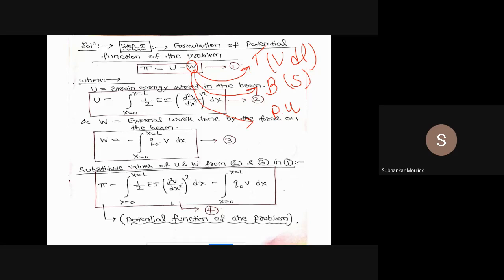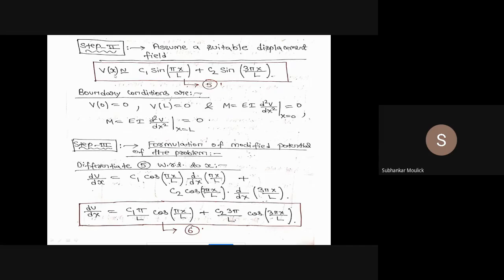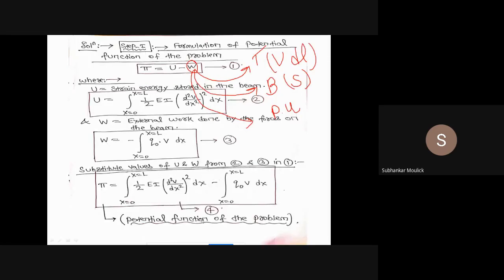So can you tell me what is the next step? We have written the potential function of the problem. What is the next step? The next step is you have to assume a suitable value of this V, the displacement.